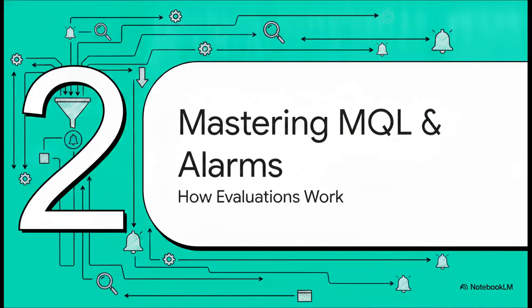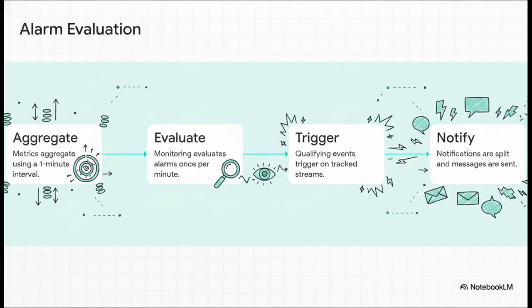Section 2, mastering MQL and alarms. Let's look at how evaluations actually work under the hood. Now that we know why we need MQL, let's walk step by step through the alarm evaluation cycle so you know exactly when and how an alert fires. First, metrics aggregate using a 1-minute interval by default. Second, the monitoring service evaluates your alarms once every single minute. Third, if your specific condition is met, qualifying events trigger on those tracked metric streams. And finally, notifications are split and the messages are actually sent out. Understanding this cycle is super vital to mastering your operations.